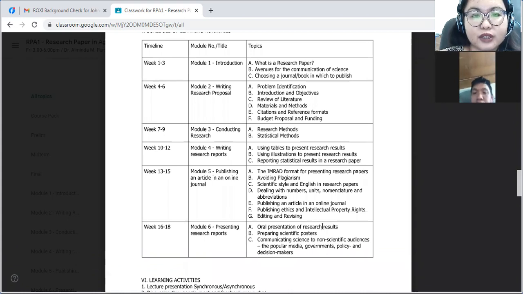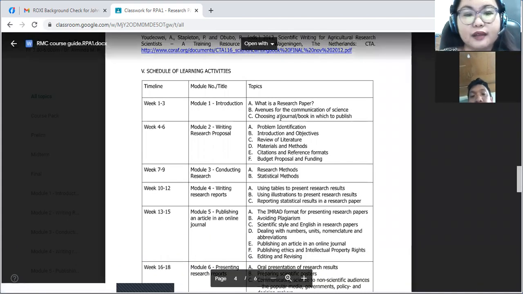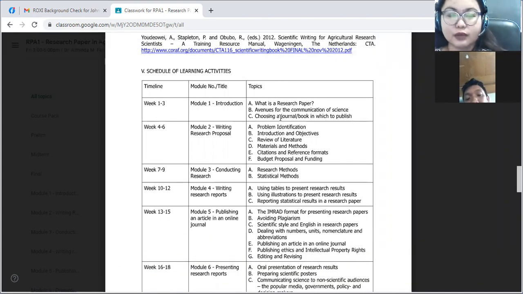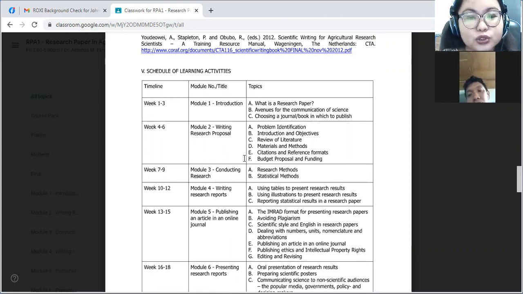For Module 1, we're going to define what a research paper is and what the types of research papers are that we can publish. And for Module 2, it's about writing the research proposal. The format is the different formats and how to write it.